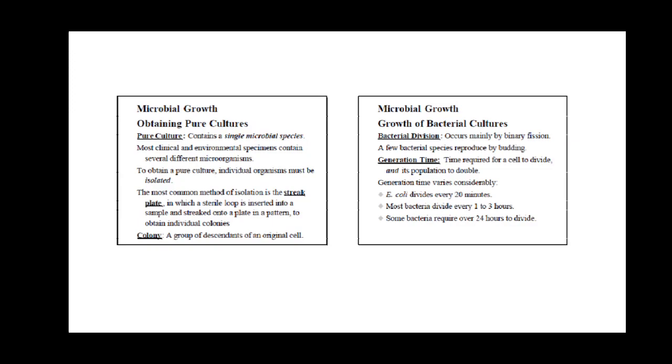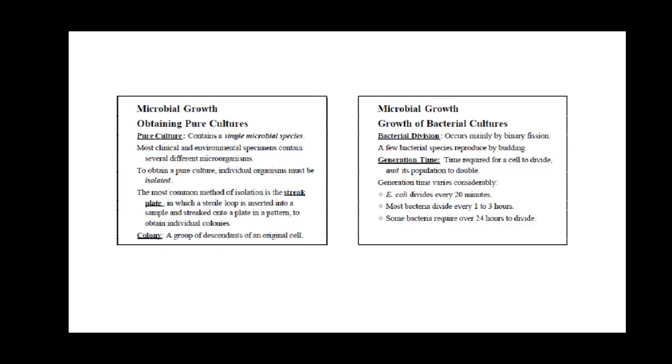Okay, so how does growth of a bacterial culture happen? Bacterial division occurs mainly by binary fission. A few bacterial species reproduce by budding. So what is generation time? It is the time required for a cell to divide and double its population. That is called generation time.